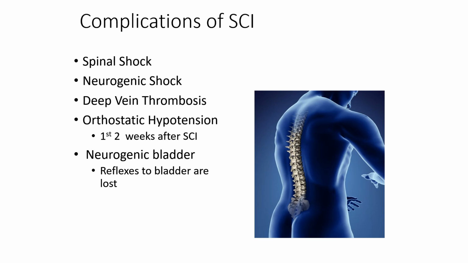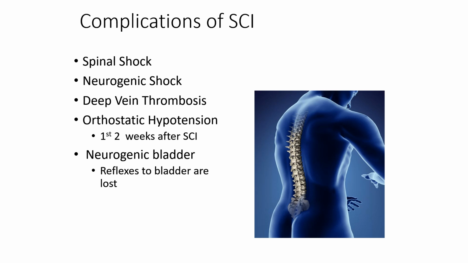Now, these patients are going to be immobile for quite some time, and so we do need to take care to prevent deep vein thrombosis. They need low dose anticoagulation. We need to do range of motion on their lower extremities. We need to put them in TED hose and monitor for deep vein thrombosis.